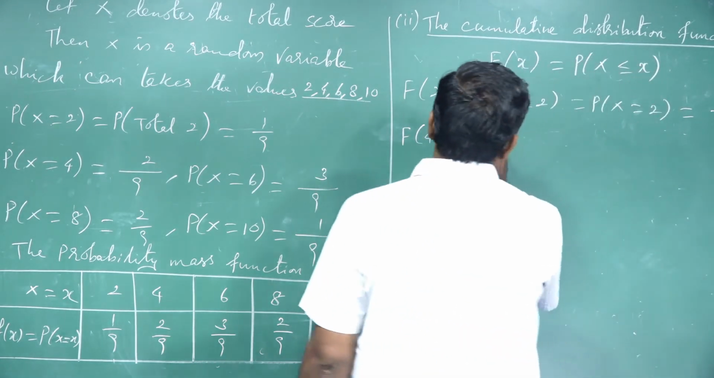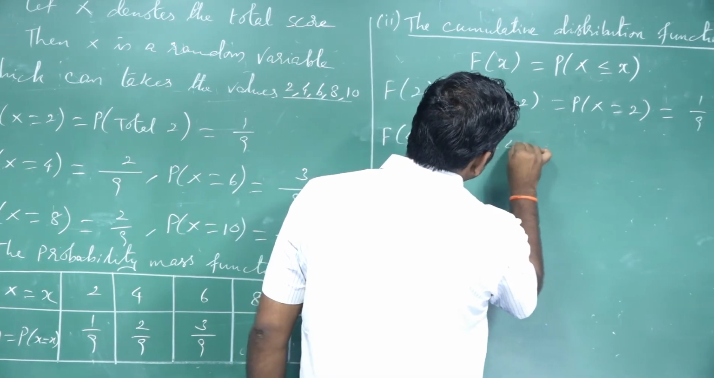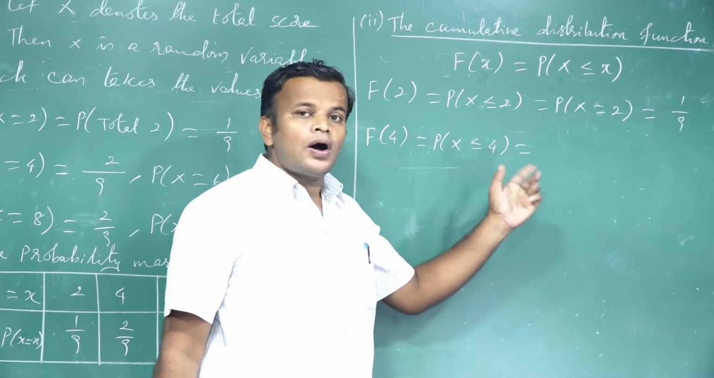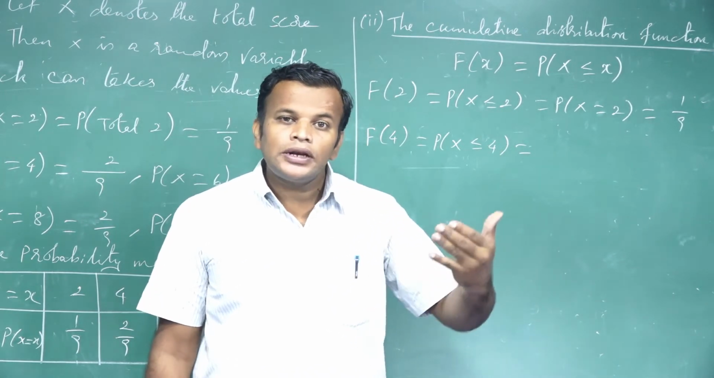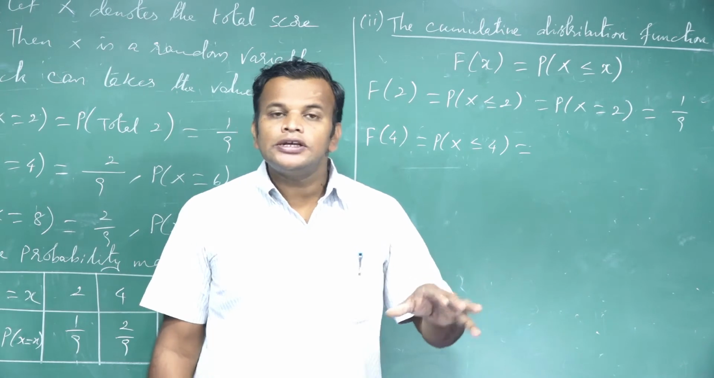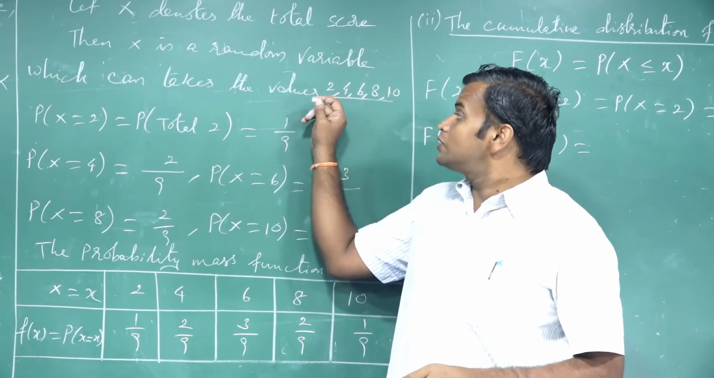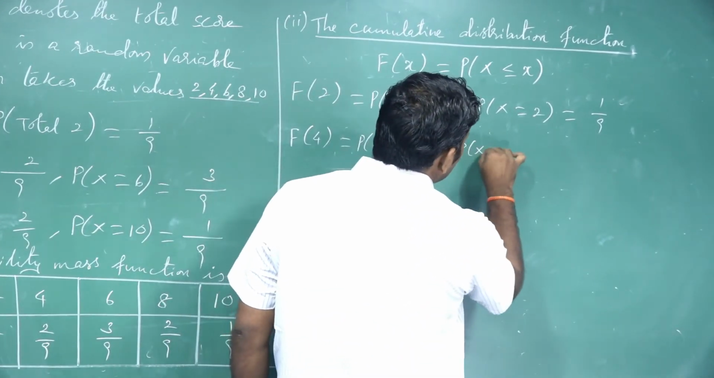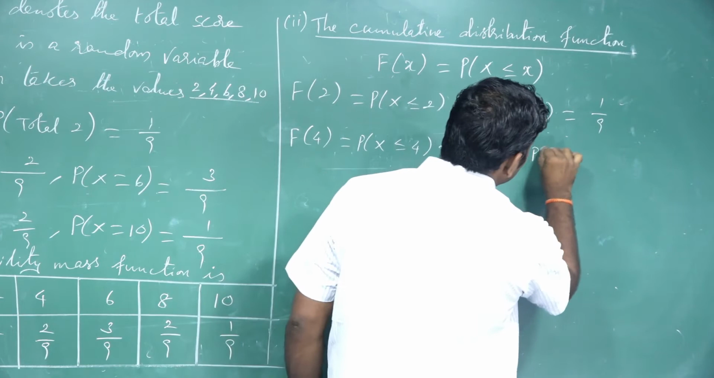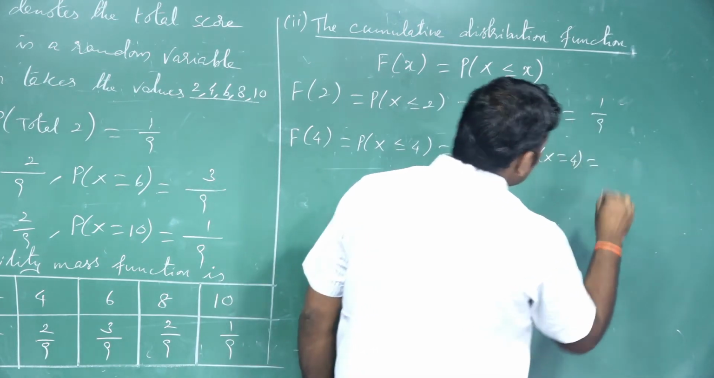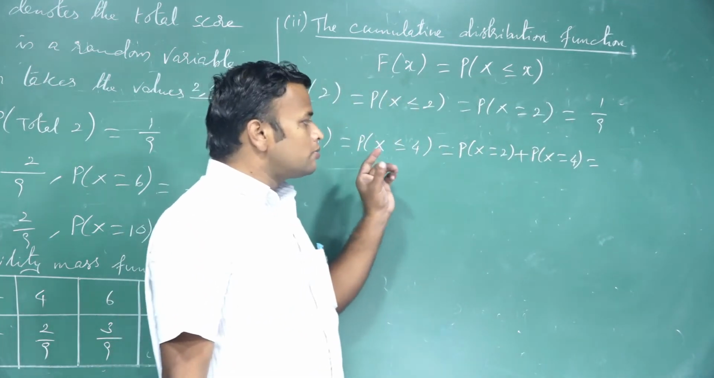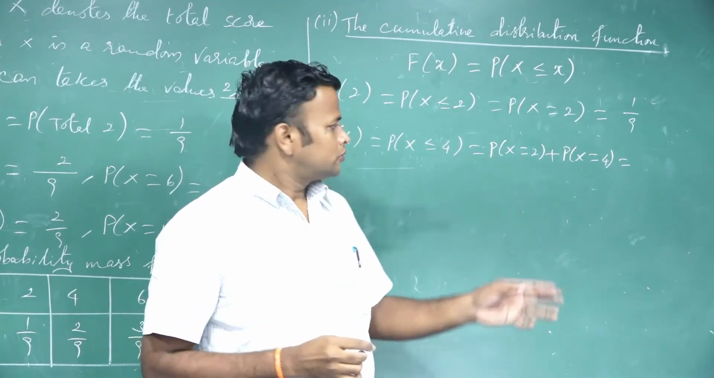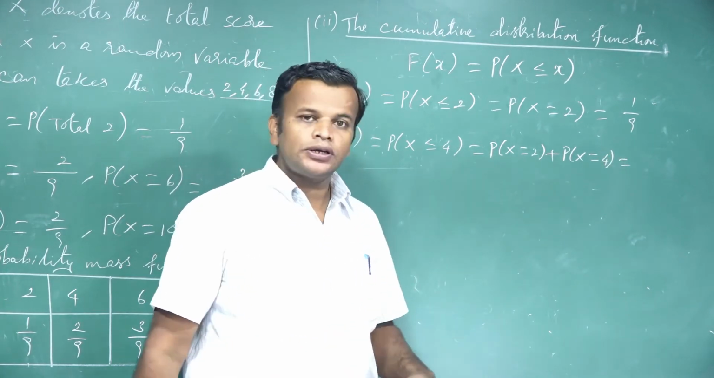Again, using the same formula, P of x is less than or equal to 4. So the x value may be 4 or less than 4. In this random variable, a value less than 4 is also possible. The value less than 4 is 2, so there will be 2 chances here. Either P of x is equal to 2 or P of x is equal to 4. You know, in probability, or means add. It may be 2 or 4. So P of x is equal to 2 plus P of x is equal to 4.